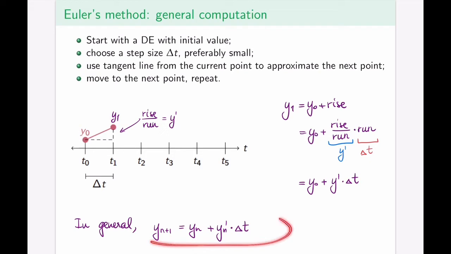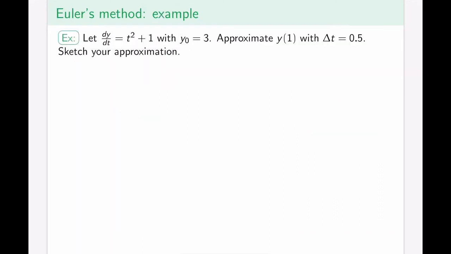Let's see how we can use this formula in all its generality to compute with a specific function. So here, in our first example, with the general formula, I have that y prime, or dy by dt, is equal to t squared plus 1. I have that the initial condition is y of 0 equals 3, and I would like to approximate the value of y at t equals 1 with a step size of 0.5.